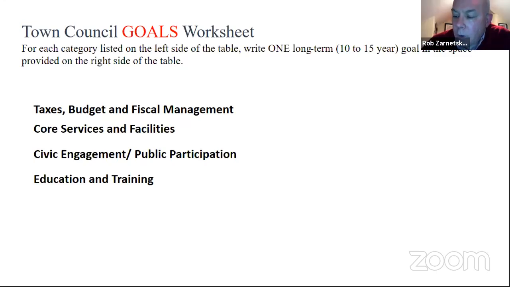Yep. So let's state it as a goal. Is it our goal as a town to have core services available to the public at convenient times, or 24 hours a day, 7 days a week? Do we want to go to a digital environment, where every service is available online 10 years from now?